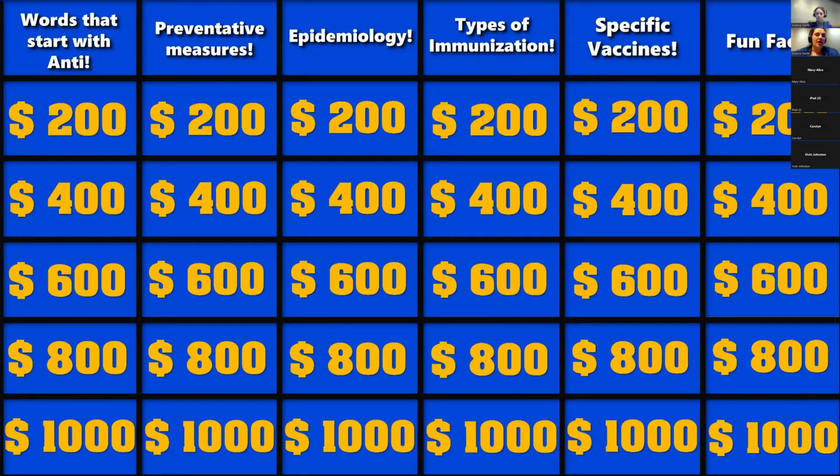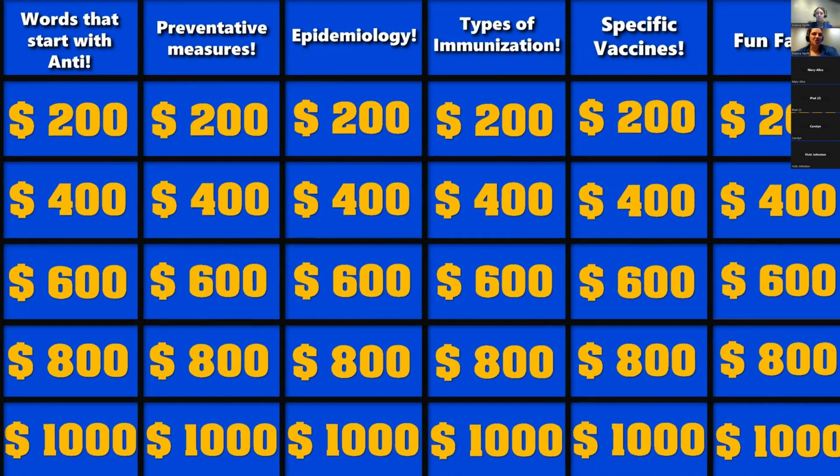And so what we're going to be doing here, all of the information in the first 5 categories is all information that we would have talked about in the presentation. And the fun facts, I just wanted to give you a few fun facts. So what we're going to do today is we're going to start with our first $200 question in the words that start with anti category. So if you need a little bit more time, I'm going to give you a few seconds after I'm done answering the question. So hopefully that gives you enough time.